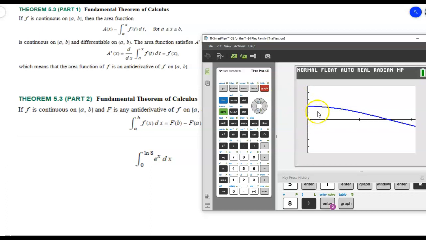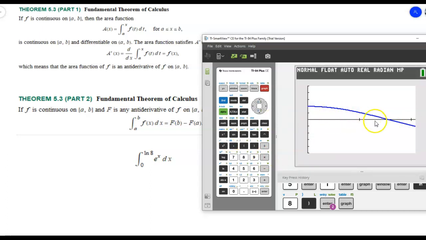So look at this. Notice that we're going to have some positive value and some negative value here. So this answer is not going to give us the total area. It's going to give us the net area. So it's going to give us the area up here minus the area down here. So it's not going to actually tell us specifically how much area is above and how much area is below. It's just going to give us what the difference is.